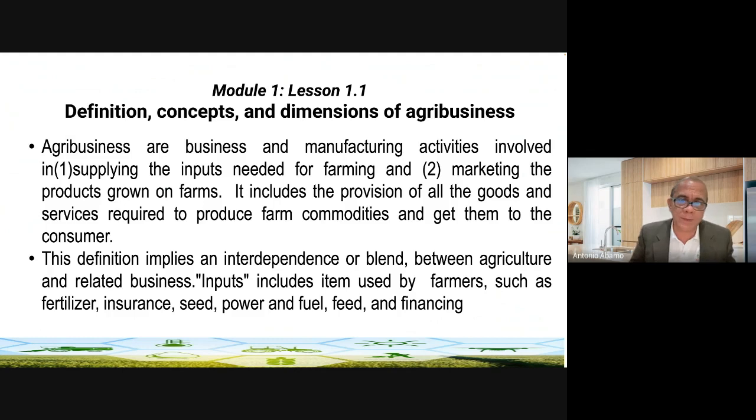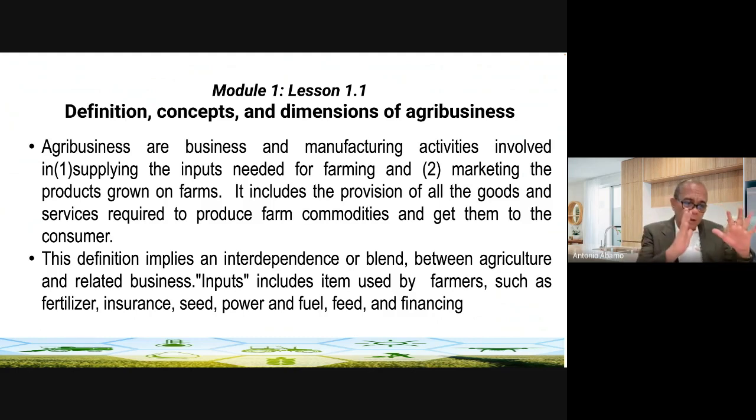Agribusiness are business and manufacturing activities. That's basically it. In terms of scope and coverage, number one, it involves supplying inputs needed for farming and marketing of products grown on farms. It includes provision of all goods and services that produce farm commodities and get them to the consumer.